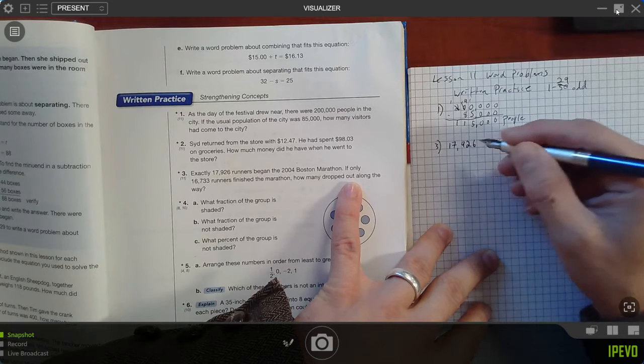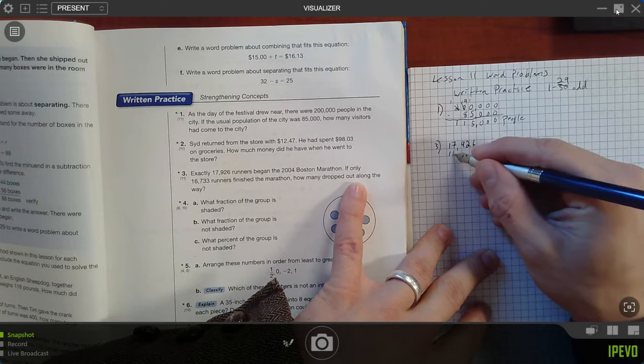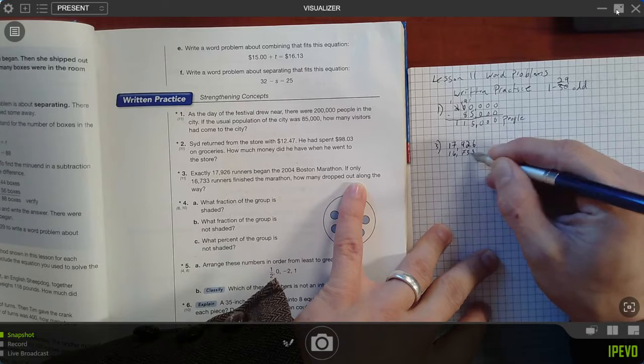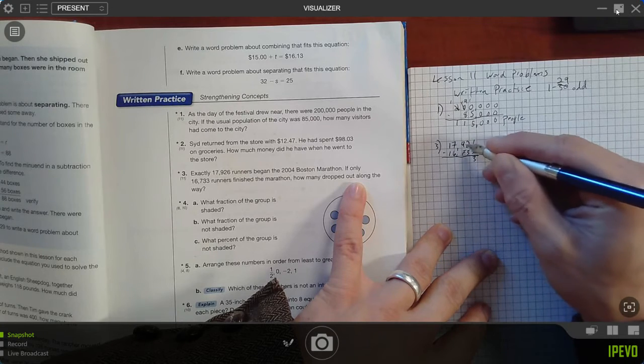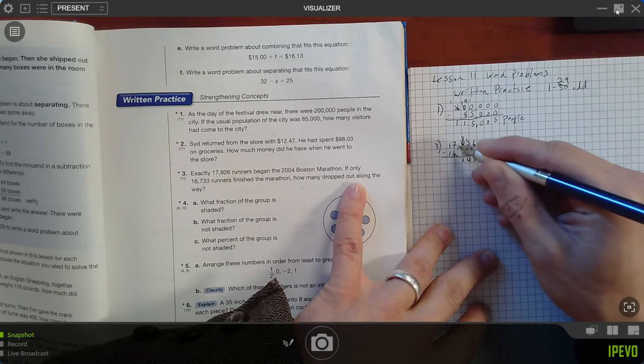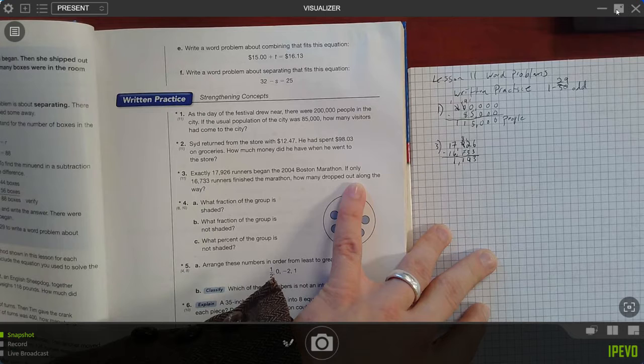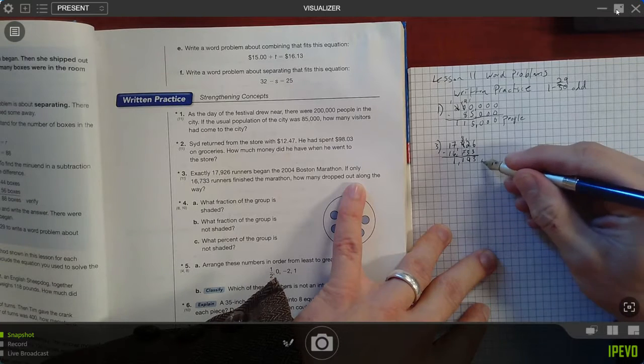17,926 runners began the 2004 Boston Marathon. Only 16,733 finished. How many dropped out? 1,193 dropped out.